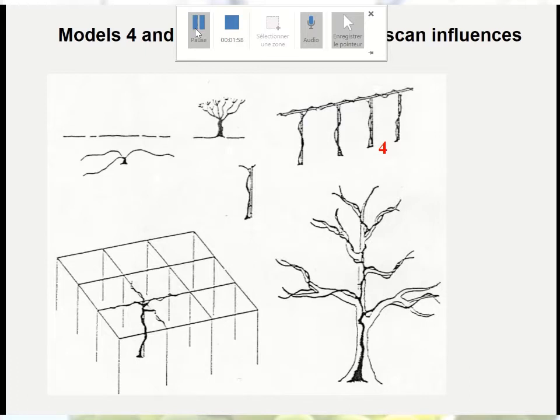Okay, let's move to the VSP, which is a training system which is trellised. And in the world, 70% of vineyards are planted with VSP. So in the 19th century and before, people used wooden poles, and now, of course, they use wire.